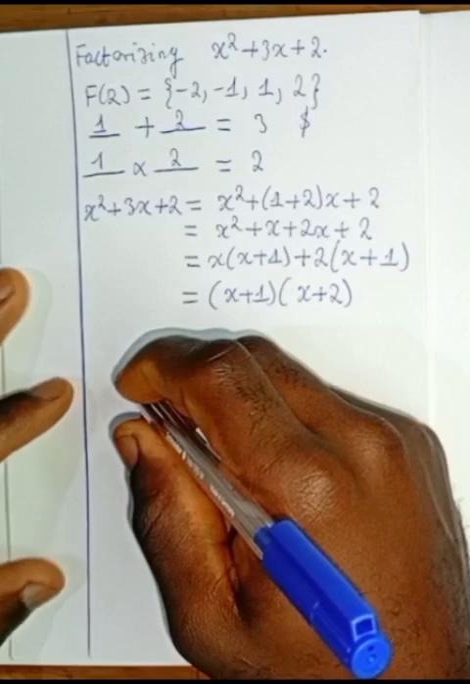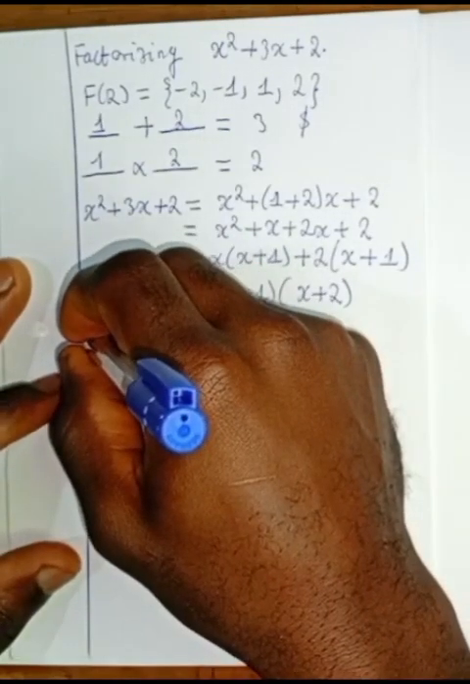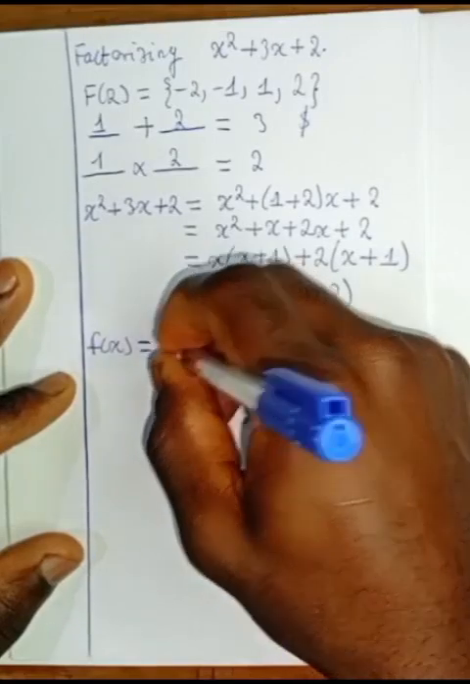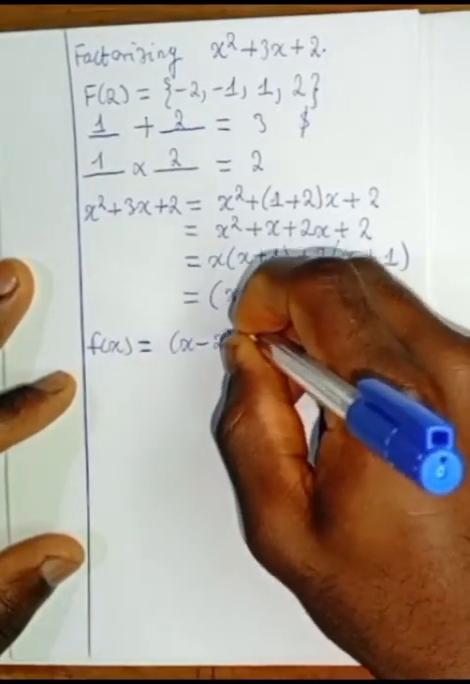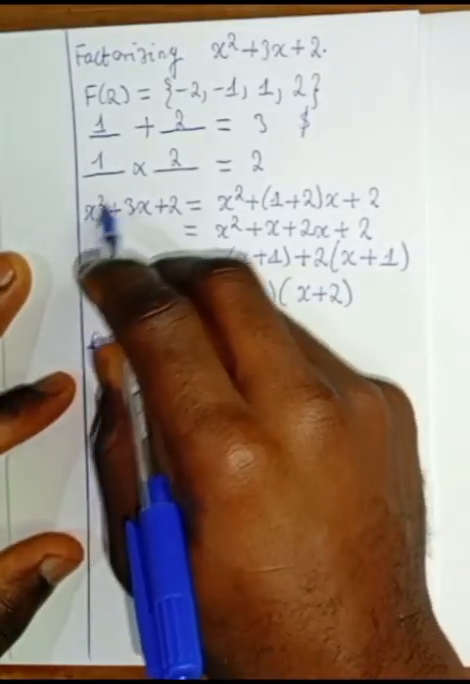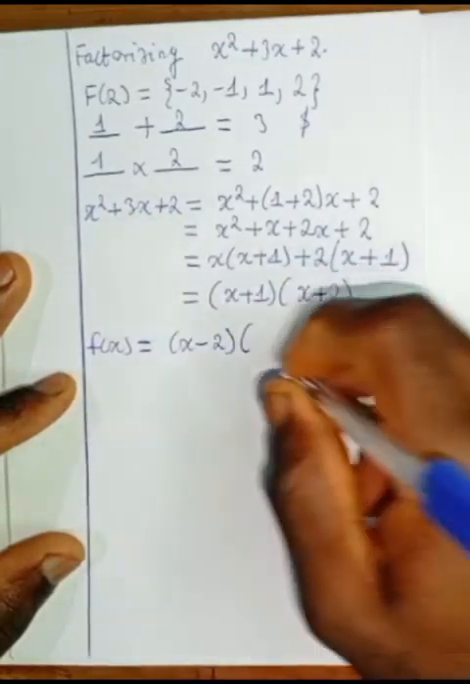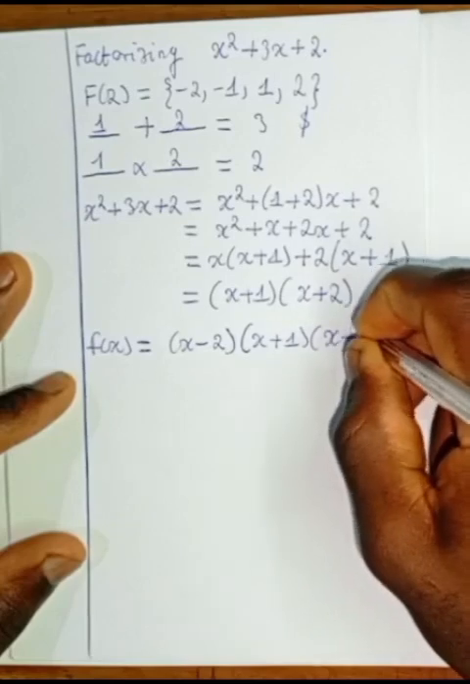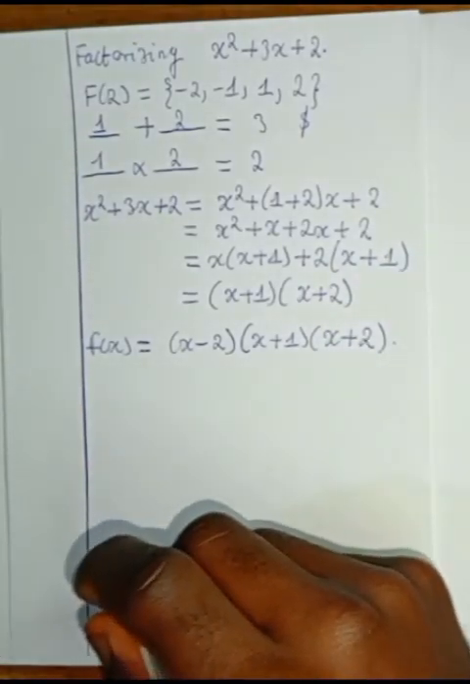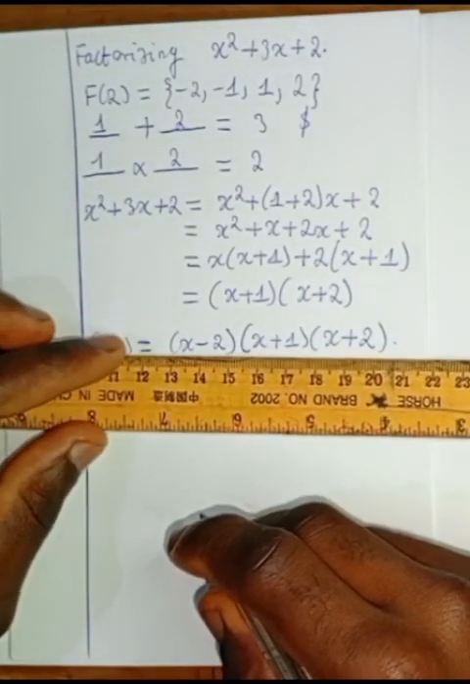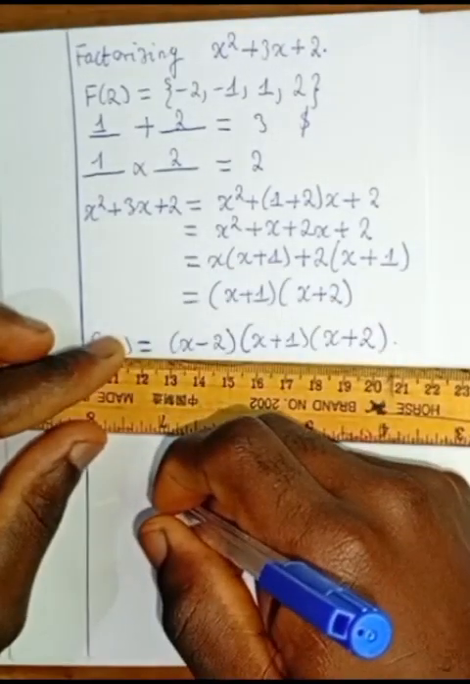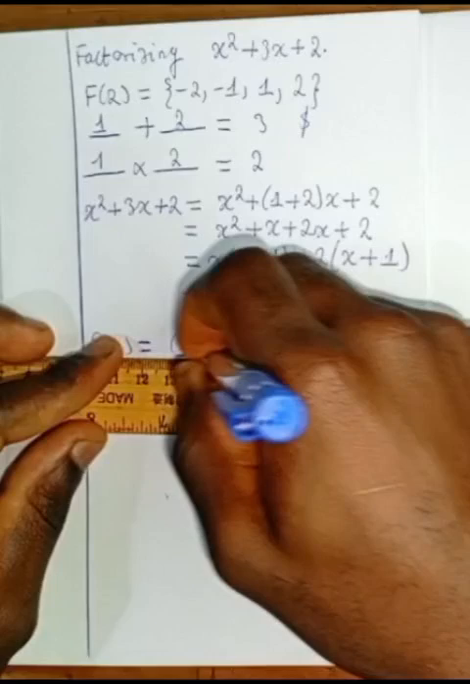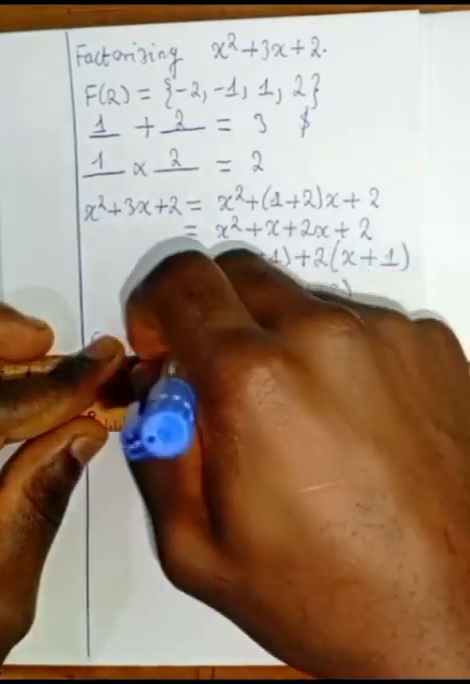At this stage, we can conclude the polynomial f of x is simply equal to x minus 2 times, we are going to replace x squared plus 3x plus 2 by x plus 1 times x plus 2. This is the factorization of the polynomial x cubed plus x squared minus 4x minus 4.